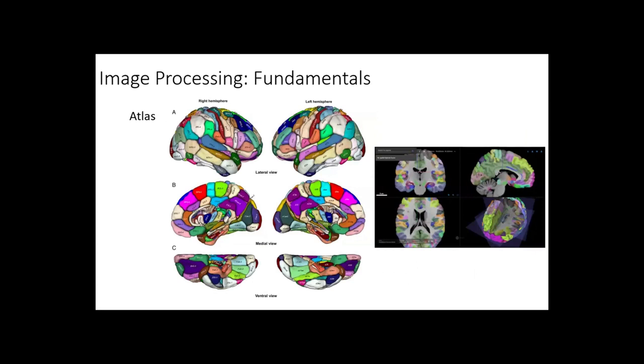So the last part I want to talk about is atlas. The purpose of segmentation is to get the structure in the brain. So this is a brain, and we want to get the parcellation. Each region is related to a brain structure or brain function.